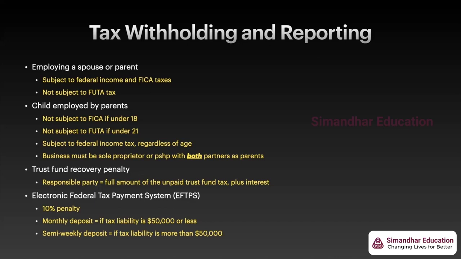If you do not pay it electronically, there's a 10% penalty imposed by the government. Obviously, they want to promote more electronic transactions. They do not want more check payments or cash payments, so there's a penalty levied of about 10%. Now, if the tax liability is 50,000 or less, then you have to make monthly deposits to the IRS. If the tax liability exceeds 50,000, there's a semi-weekly deposit. That is, you would have to pay twice a week.